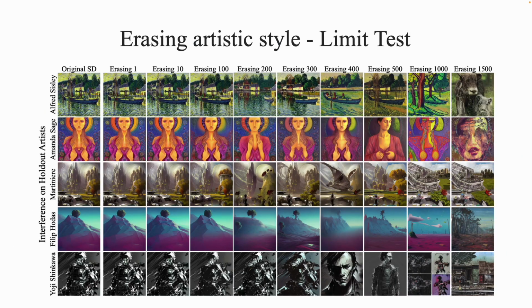When stress tested, UCE demonstrates strong erasure with minimal interference to other unintended concepts at scale. Specifically, UCE can efficiently edit up to 400 unique concepts before degradation starts. And we see qualitatively that at 400 simultaneous edits, UCE starts interfering with undesired and unedited styles, as shown here.